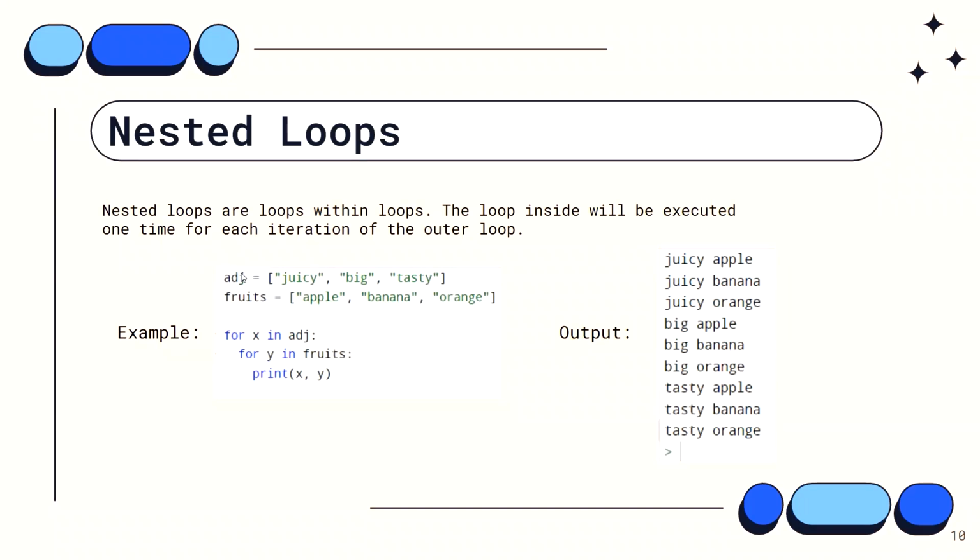So basically what'll happen is it'll take each adjective and put it with each fruit. So our output would be juicy apple, juicy banana, juicy orange, big apple, big banana, big orange, tasty apple, tasty banana, tasty orange. So you can see right here that each adjective goes with each fruit. So that's a nested loop. And also just notice that these are both for loops. So it's a for loop within a for loop. I just wanted to make a note of that.